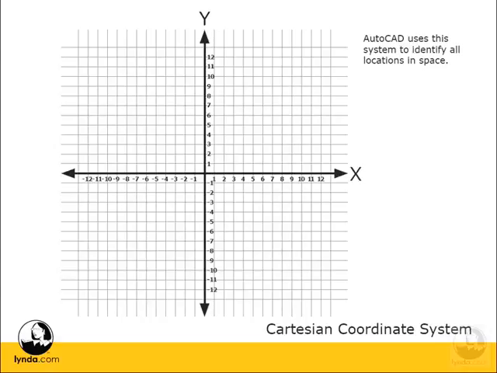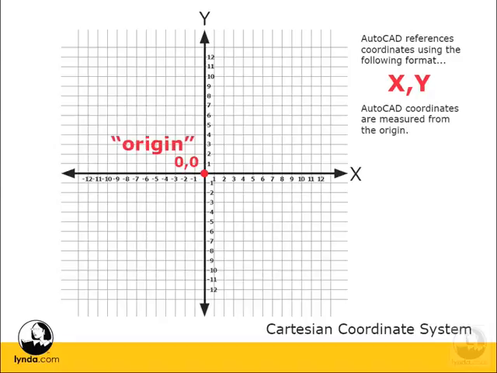Now, AutoCAD uses a fancy name for locations in space. AutoCAD uses the word coordinates. AutoCAD references coordinates using the format x, y. Now, take a look at the area where the x and y axis intersect. That intersection has a coordinate value of 0, 0, because each of the axes is intersecting at the 0 location. Now, the intersection of the x and y axis also has a name. It's called the origin. All AutoCAD coordinates are measured from the origin.